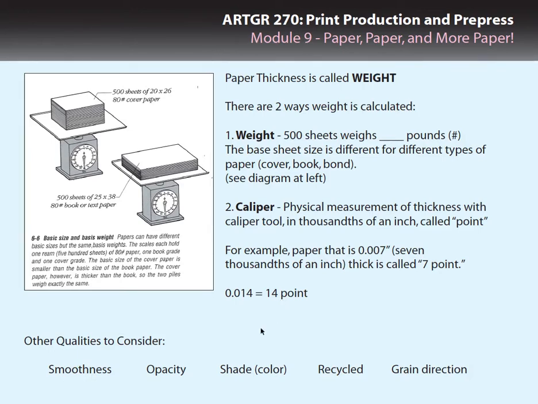Other qualities of paper to consider would be smoothness or texture, opacity. Some papers, you can see through them a little bit and be able to see what's printed on the back side or on the next page below it. Also the shade or tint or color of the paper, whether the paper is recycled, and its grain direction.